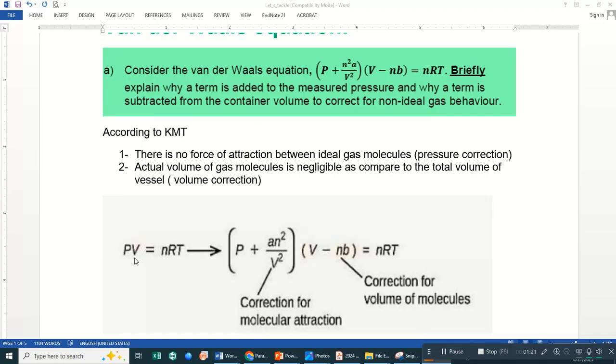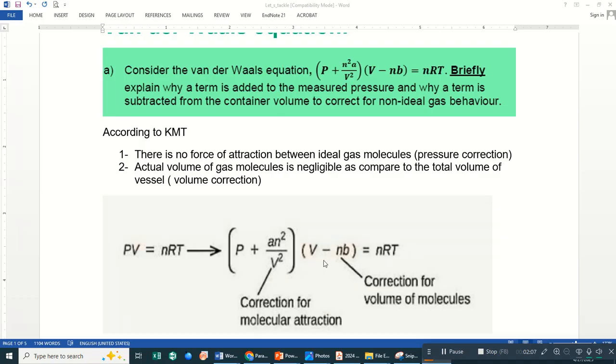After some changes in the general gas equation, a term is added to the pressure and a term is subtracted from the volume. The term added to the pressure is n²a over V², and the term subtracted from the volume is nb. The term added to the pressure is known as pressure correction. The term subtracted from the volume is the volume correction. Why is there a need to correct the pressure and volume?